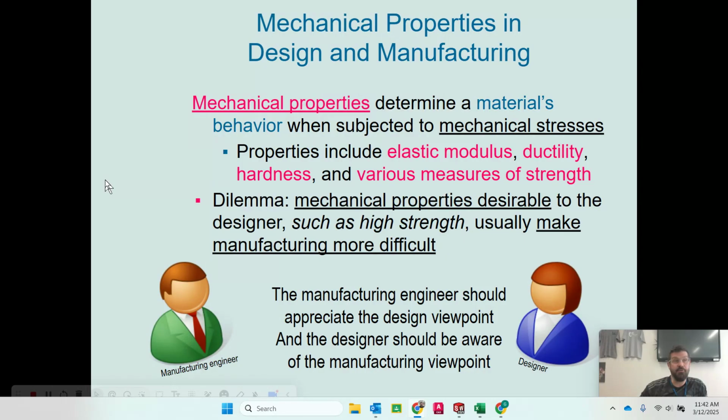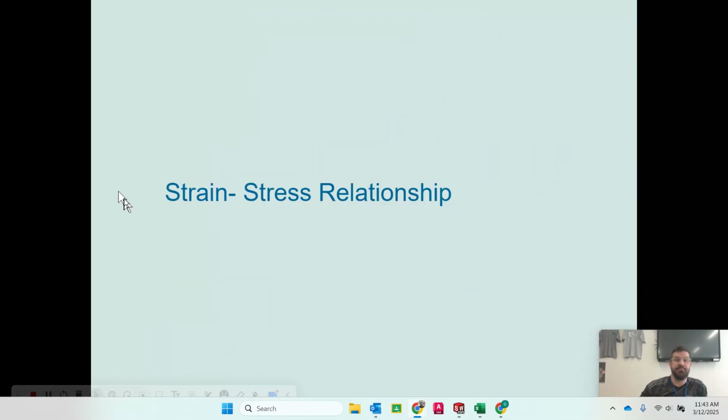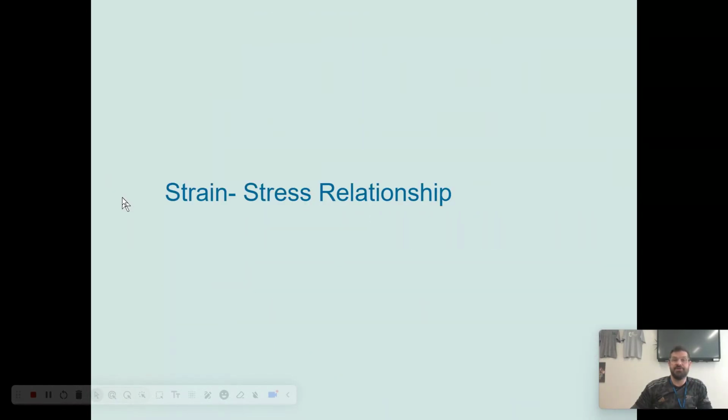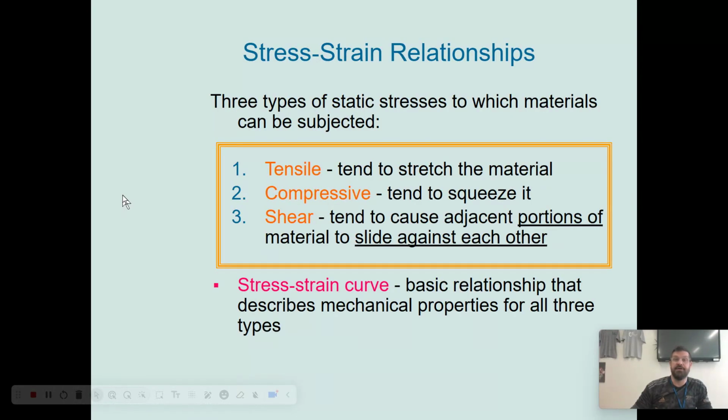it's really critically important to think about how the thing that you're designing is going to be manufactured. Can it be manufactured or can it not, right? And as a manufacturing engineer, you should also be aware of the design intent of the designer, okay? So let's go. We are going to be talking about something called the strain stress or stress strain relationship, okay?